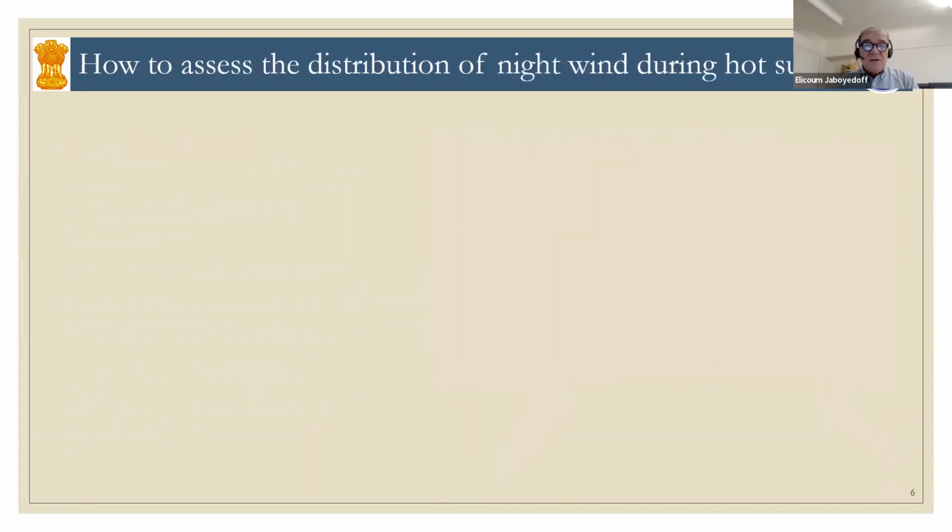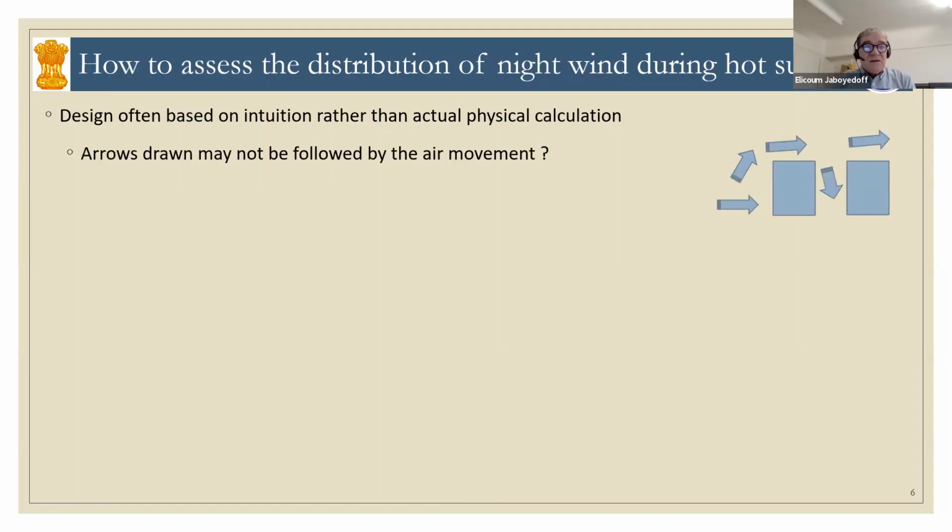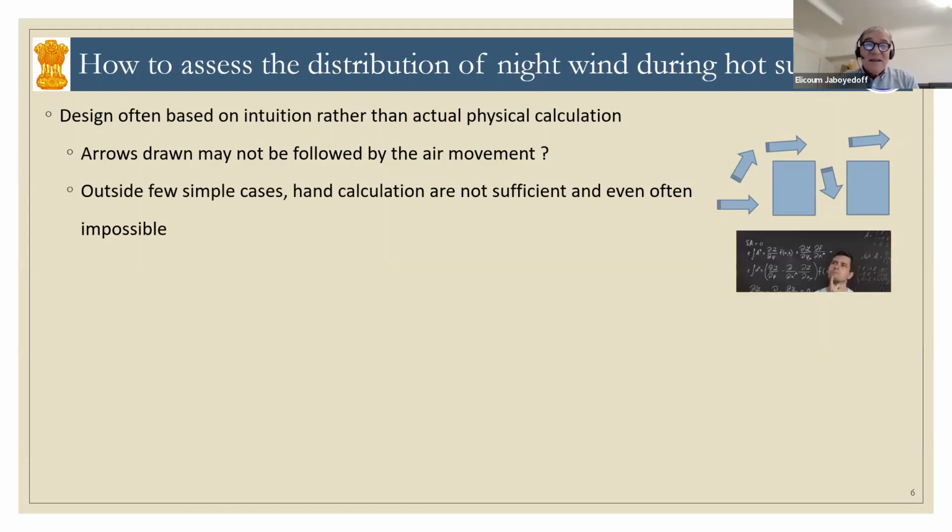One of the first things is that very often design was based on intuition and is still based on intuition rather than actual calculation. So very often we see arrows, but we don't know if the wind is really following these arrows. And also there are few hand calculation possible, but they are often not sufficient or even impossible when you come to real buildings.